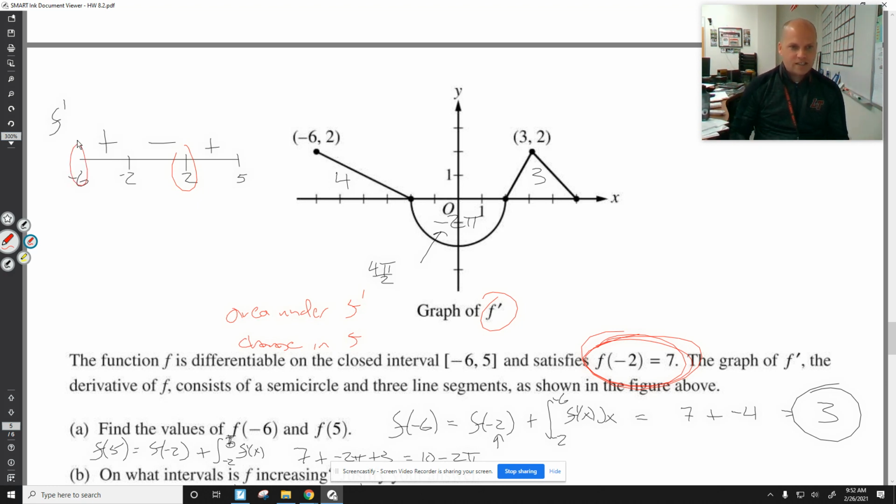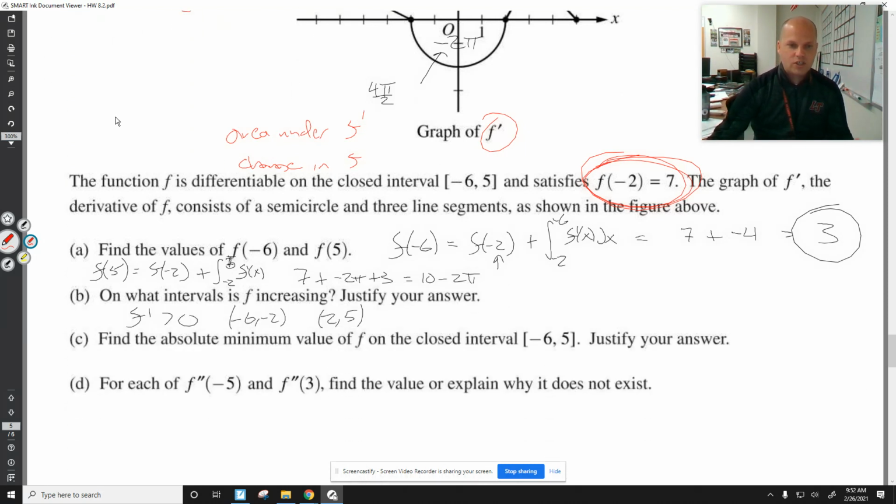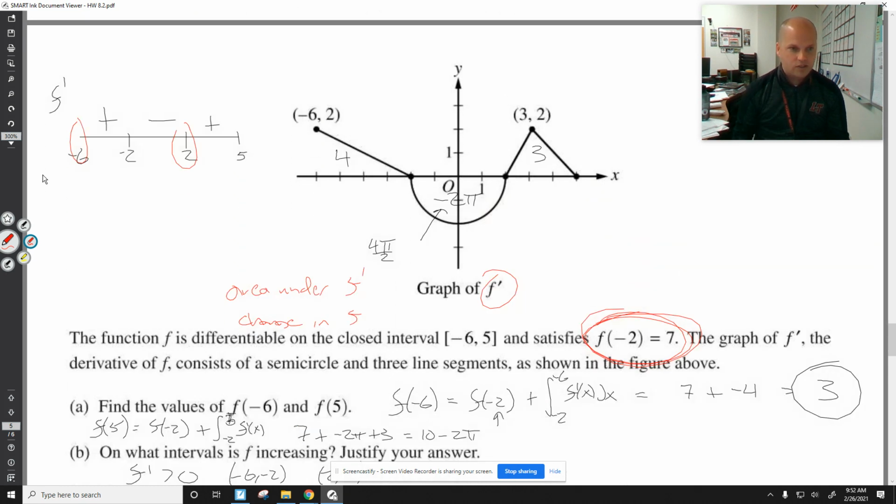What's easiest is to just be like, hey, it can't be 5 because f prime's positive. I know I'm going up 3 after f of 2. It could be -6 and 2. Let me just compare the values, and this is the easiest way to kind of justify your answer. F of -6 I already found. F of -6 is 10 minus 2 pi. F of -6 was 3.